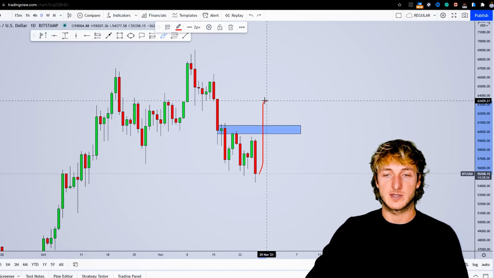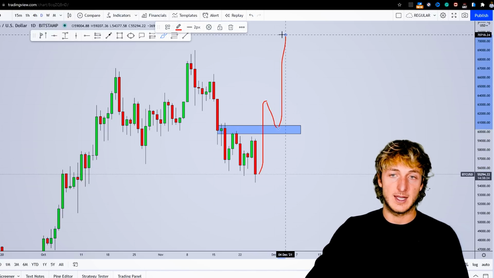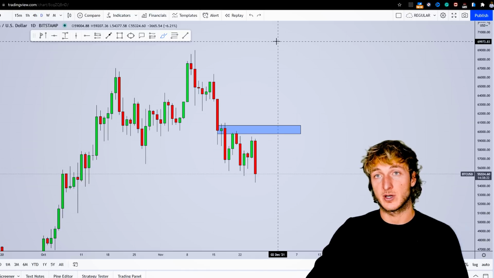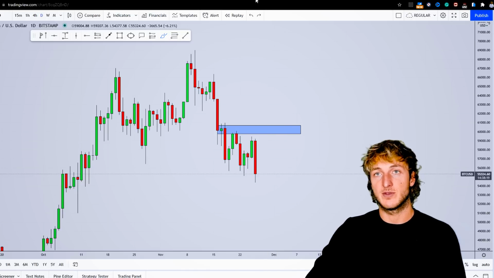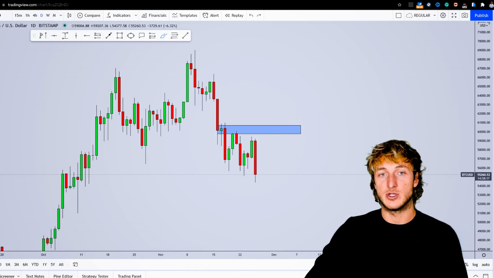And if the market will successfully manage to break above that level, at that point, that would definitely trigger more continuation to the upside and increase the probabilities of seeing the continuation to the upside.